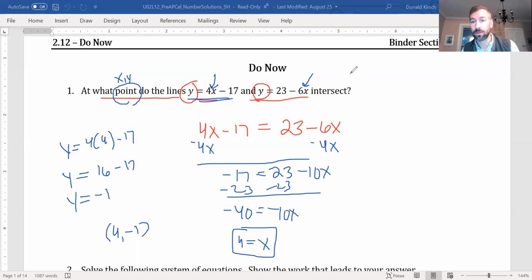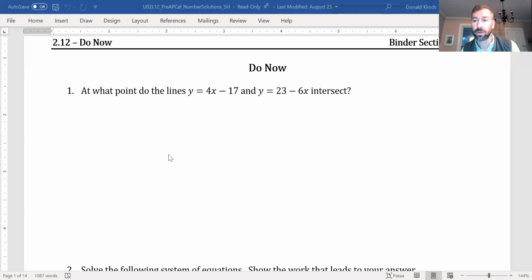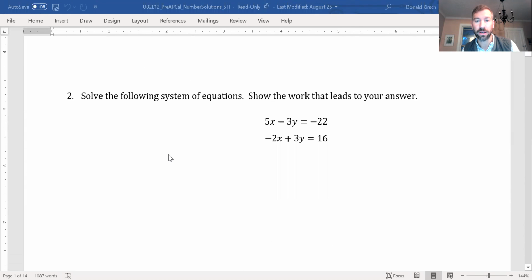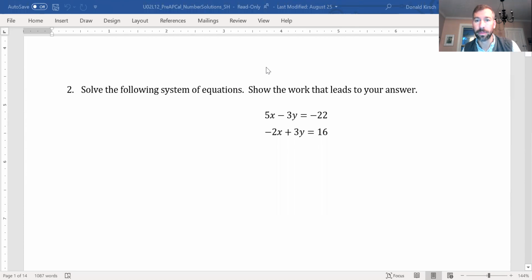Let's go over problem number 2. Problem number 2 is a little bit different because these are not in slope-intercept form. These are both in standard form. So we need to use the elimination method. And so what that means is we're looking for things that are equal but opposite, same number, opposite signs. And we can actually see, we don't have to do any extra math here. The negative 3y and the positive 3y are going to cancel each other out. So all we have left to do is put the rest together.